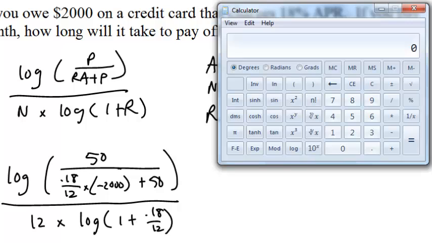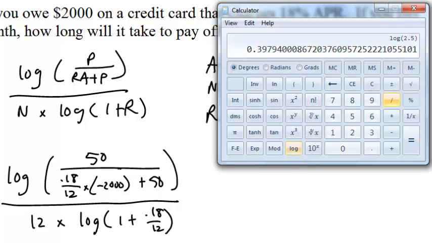Notice nobody is using the 1 over x button on their calculator, so let's avoid the 1 over x button. First, let's do what's in parentheses up top. It's 50 divided by, and now I'm going to put parentheses across the entire bottom. 50 divided by 0.18 divided by 12 times negative 2,000 plus 50, that's the whole bottom, close parentheses, equals. That is everything inside of the parentheses. We then take the log of this. Where's the log button? There's the log, and we have the entire numerator of the formula.